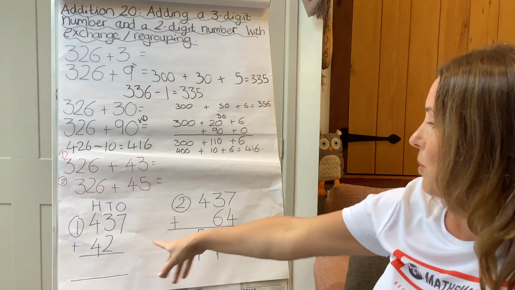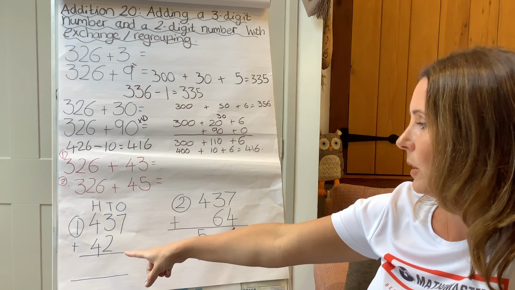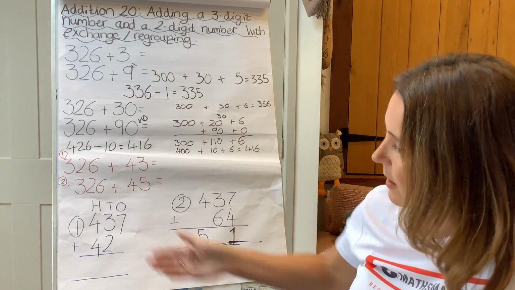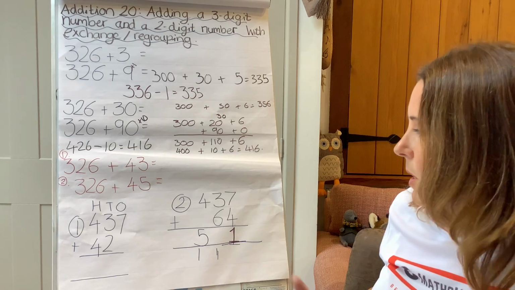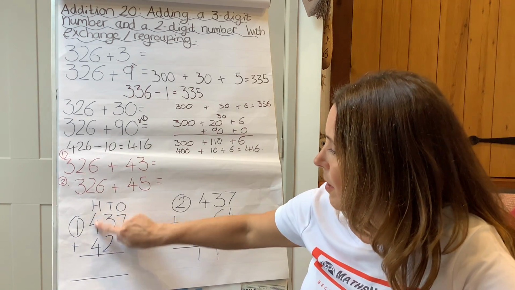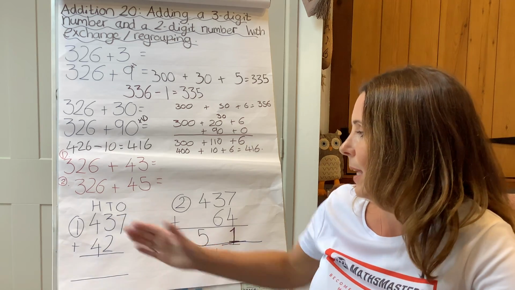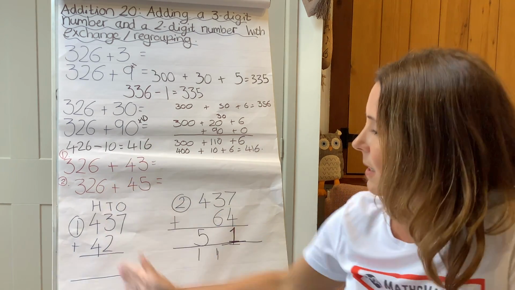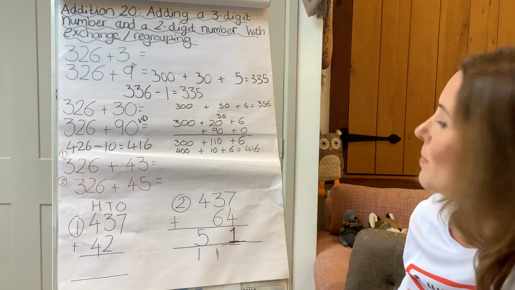Okay, so first one, 437 and 42. The 4 is in the hundreds column, the 2 is in the tens column, so it's not going to add up to what it should be because these numbers are not representing their true value, they've been placed in the wrong column. So you must make sure you align them into the correct place value in their columns.